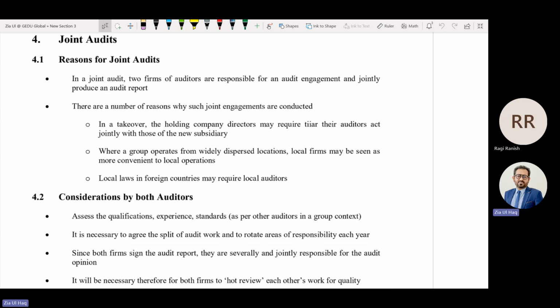But there could be some disadvantages. Disadvantages could be clashes and conflicts between the two firms. Ultimately, it could affect audit quality. In case of a negligent report, both firms will be blaming each other. Who is suffering? The client.